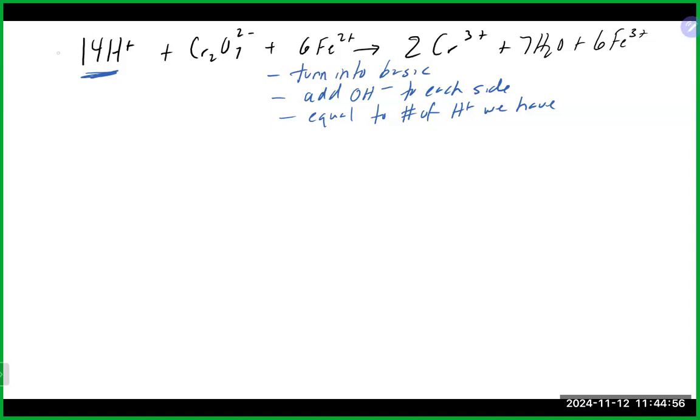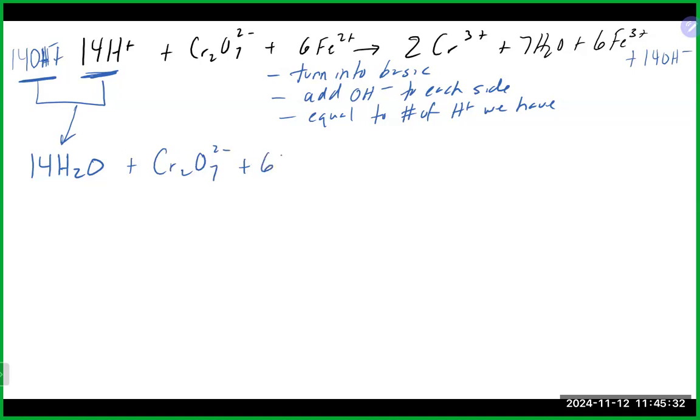So in this case, we would add 14 OH minuses to not one side, but both sides. So you do need to add it to both sides. Now, once we add it to both sides, you will obviously have a side where there's H plus and OH minus. And H plus and OH minus come together to make water. So on that side, you will combine the OH minuses and the H pluses to make water. Everything else will stay the same, obviously, except for the OH minuses you added to the other side.